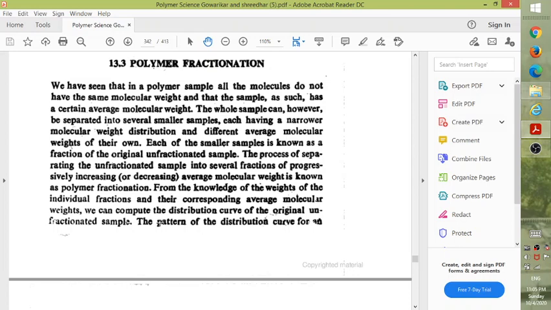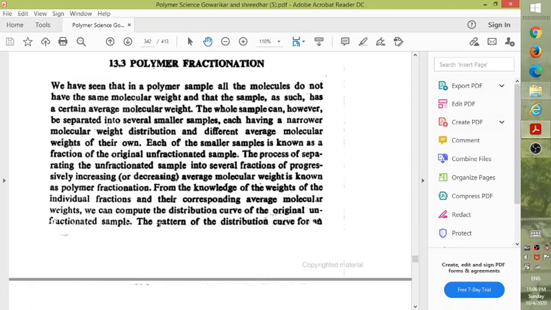Suppose one molecule of a polymer, polyvinyl chloride, has a molecular weight of 100, another one is 200, another one is slightly bigger, 300, and then 400, and so on. Now I want to separate the molecules which have molecular weight 100, then the molecules which have molecular weight 200, because I am just talking about there being so many chains in the polymer, and in the chains there are so many molecules.